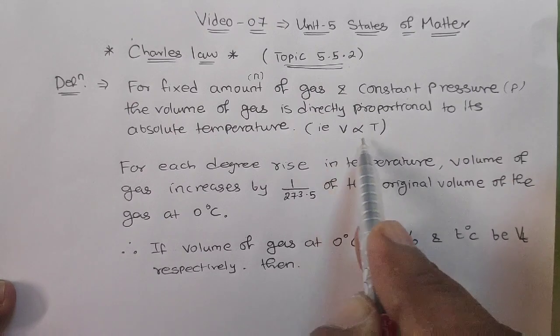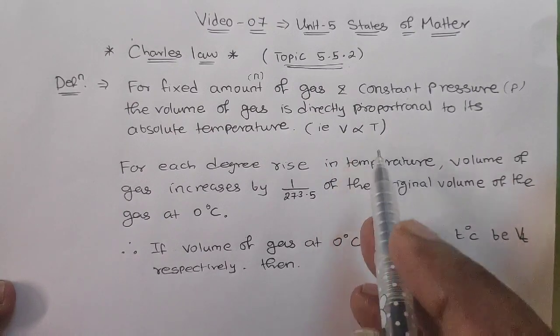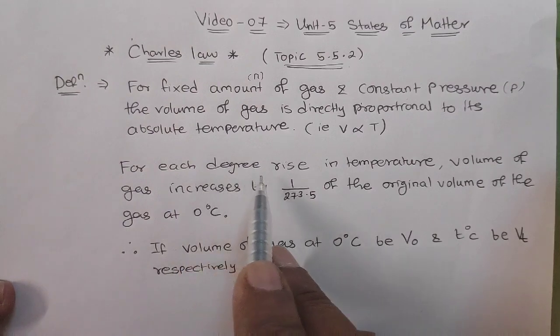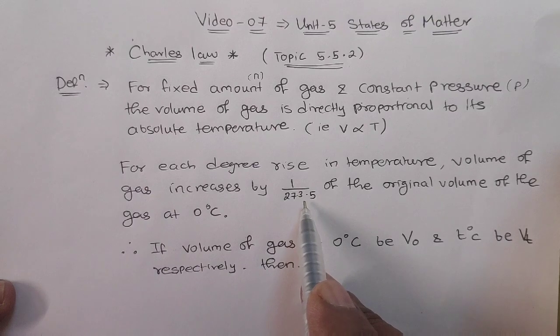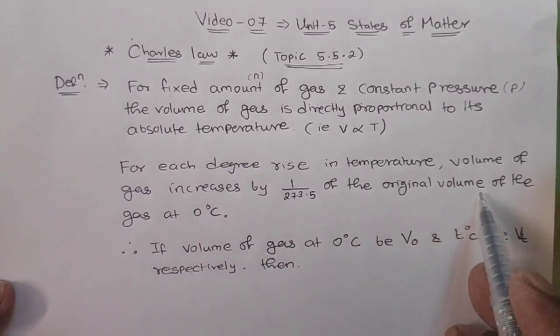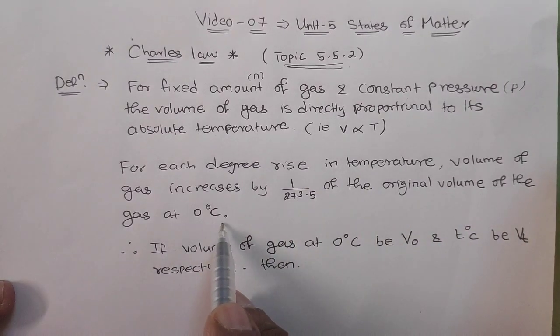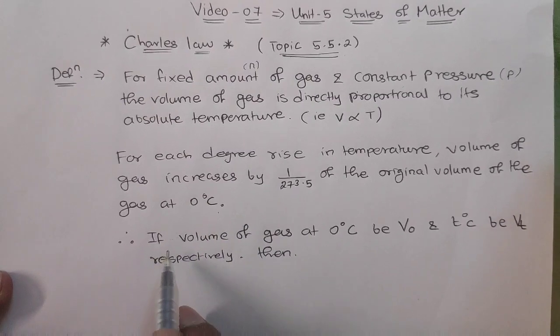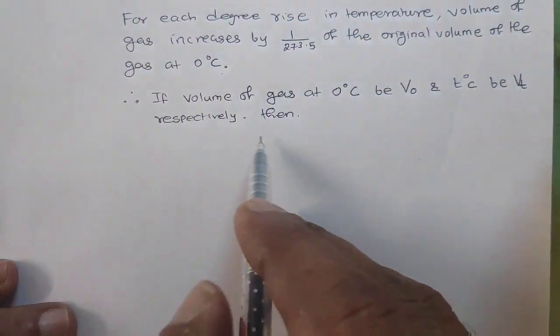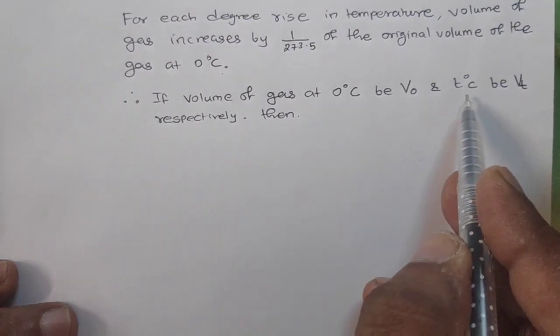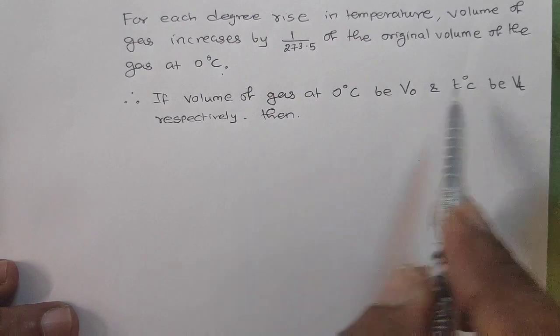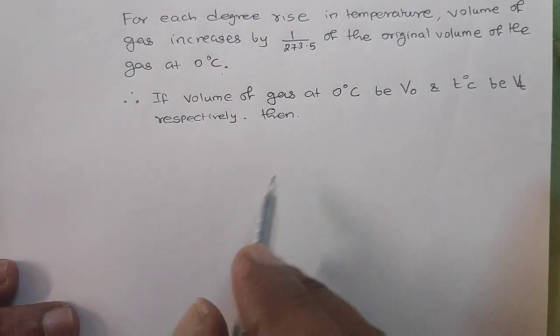Now we will derive this mathematical form of Charles law. You can see for each degree rise in temperature, the volume of gas increases by 1 by 273.5. We will take it for our convenience as 1 by 273 only of the original volume of gas at 0 degrees Celsius. Now therefore, the volume of gas at 0 degrees and at T degrees we take as V0 and Vt respectively.